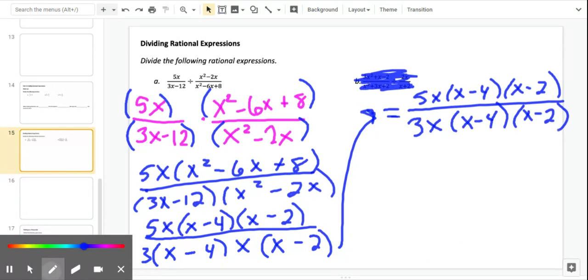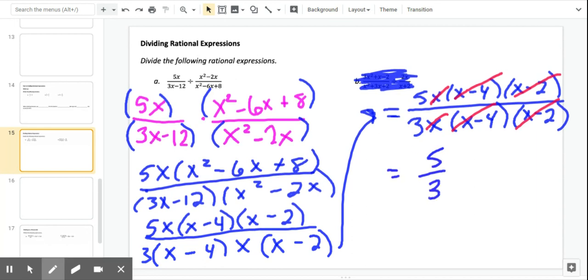When we write it like this, it's pretty easy to see. Well, the 5 and the 3, those don't cancel at all. But we have an x here, and we have an x here. Those are factors because this is all multiplication. It's 5 times 3 times x minus 4. So we can cancel those x's out. We also have a like factor of x minus 4 and a like factor of x minus 2. So now we've canceled everything out, and we're just left with 5 over 3.